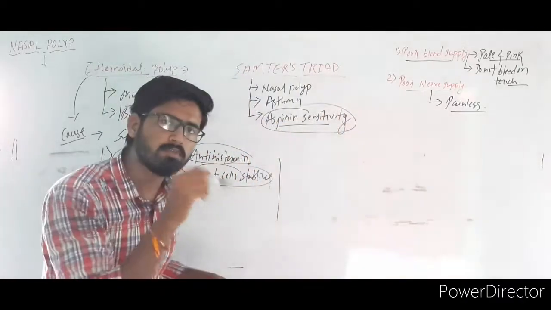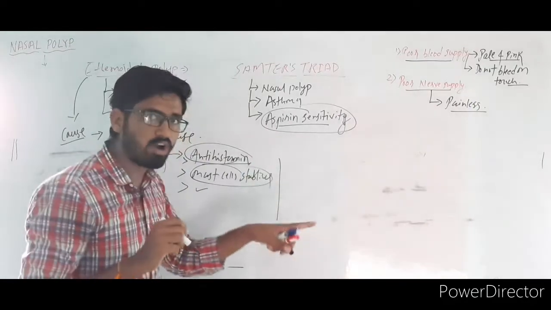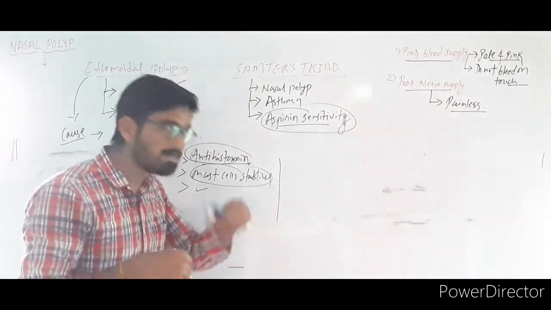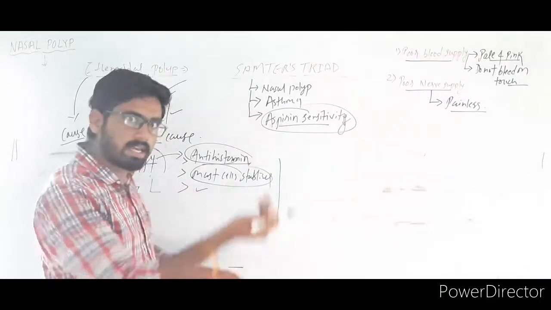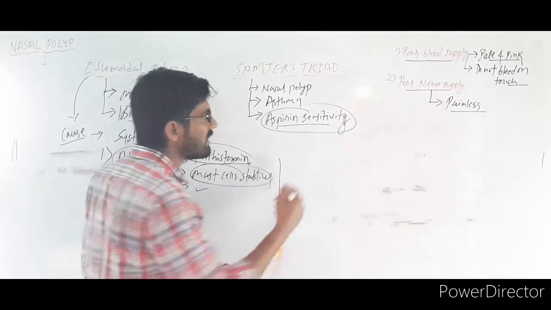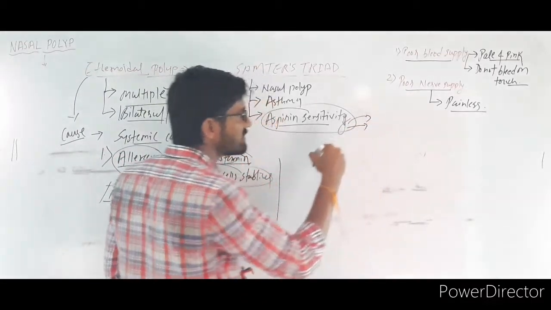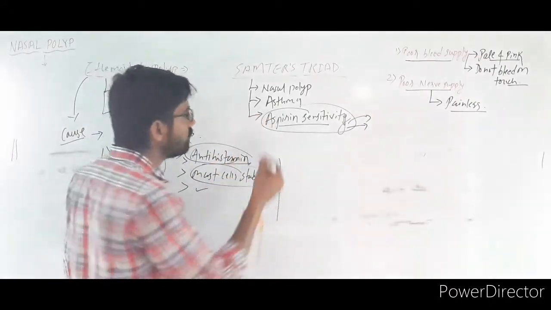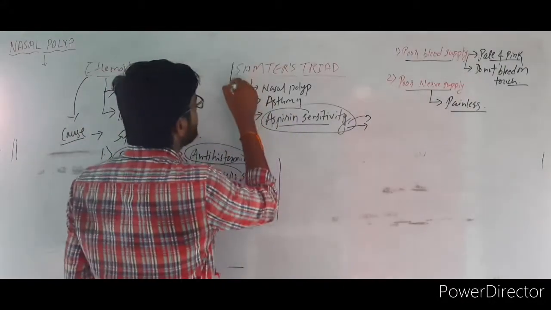Why? What will happen if you give aspirin? It will cause an increased level of histamine. Once the histamine level is increasing, it means allergy will occur again, right? And it increases the polyp formation and the manifestation of the allergy. So we should not give aspirin. So this is Samter's triad. You remember.